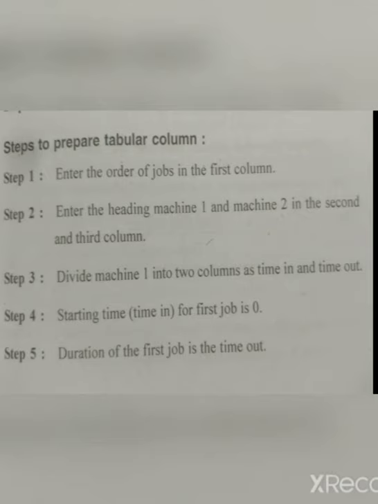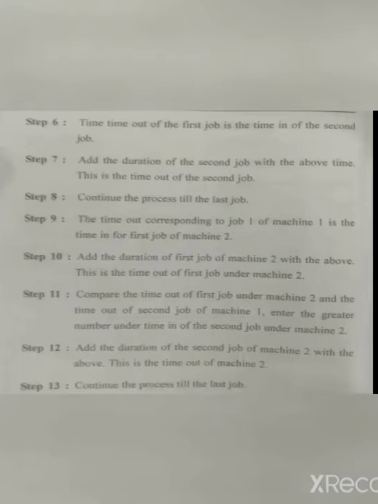The starting time is always 0. The duration of the first job is the time out. So the starting time, that is time in, for the first job is 0. So time out is the duration, the processing time. So that is your time out. In the next step, time out of the first job is the time in of the second job. You get time out for the first machine. So that is your time in for the second job. Add the duration of the second job with the above time. This is the time out of the second job.